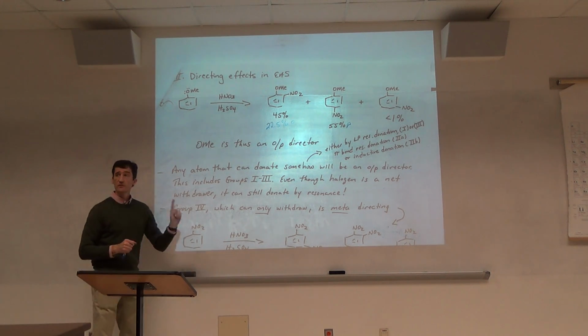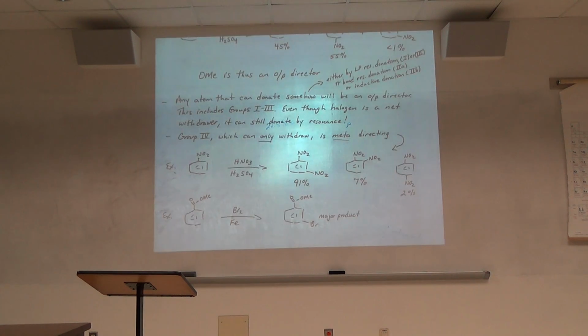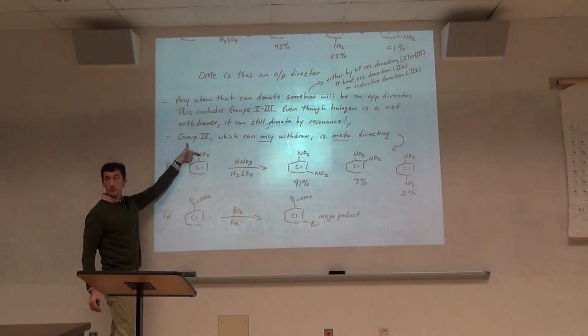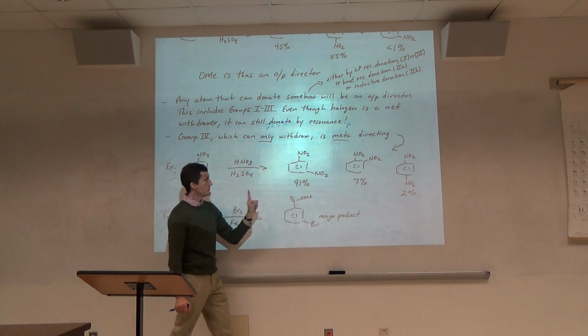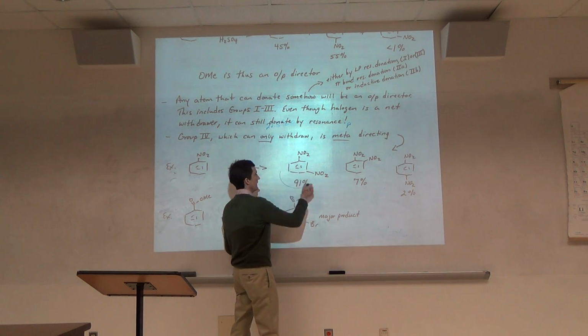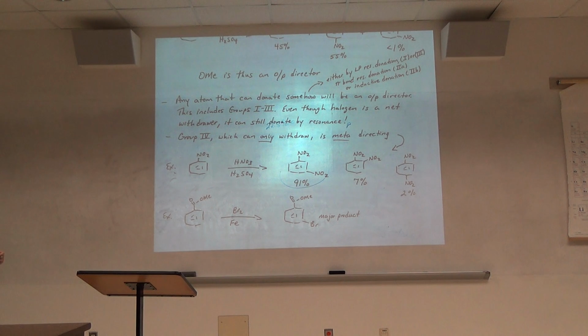What's the only group that does not donate? Group 4. Well, guess what? Group 4 are going to be meta-directors. And that's shown below. What type of group is nitro? Group 4. Okay? If you nitrate it, try to put another nitro on, you predominantly get which product? You get the meta product predominantly. And we say the nitro group is predominantly a meta director.